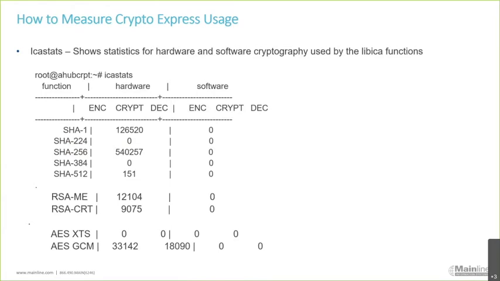Another important utility that comes with the software is the ICA stats. This shows you statistics on what functions have been used and how they were handled, whether they got handled in software or hardware. If they get handled in software, that means the IFLs are actually doing the processing. And if they're handled in hardware, it's being done with cryptographic hardware.